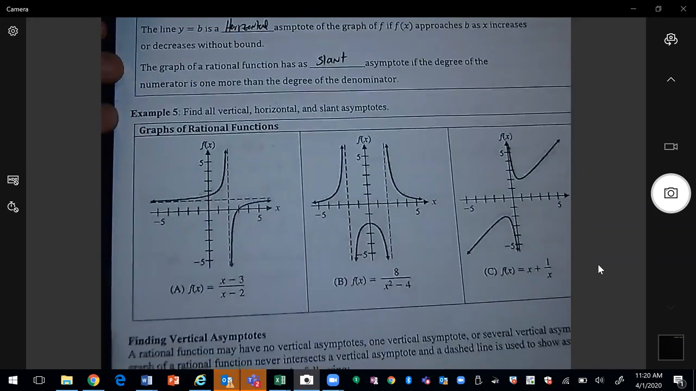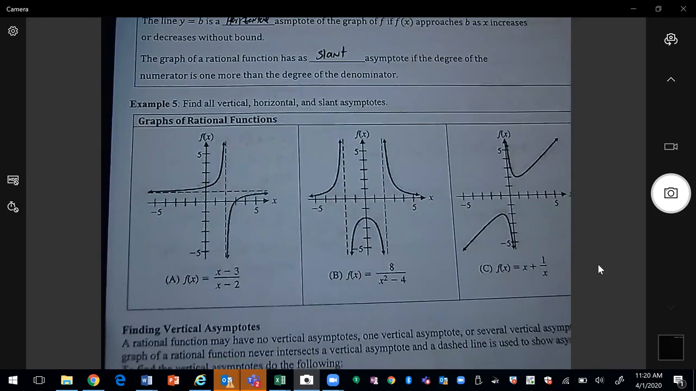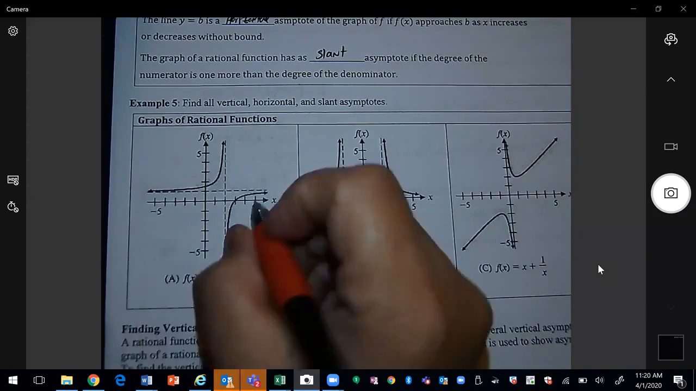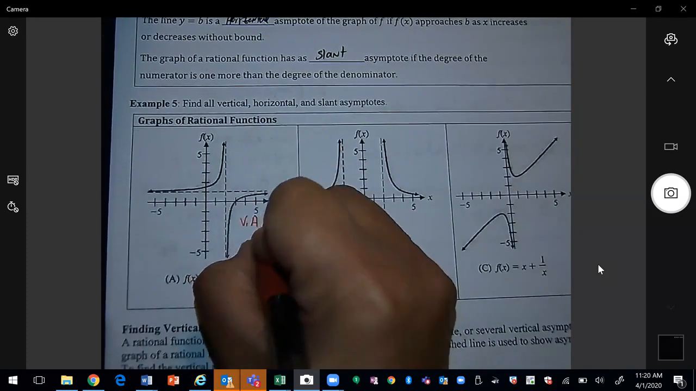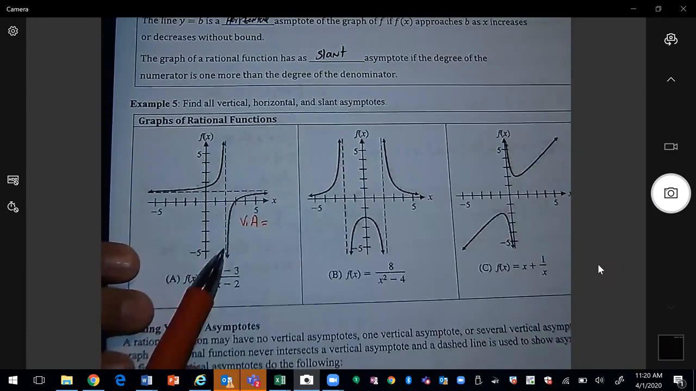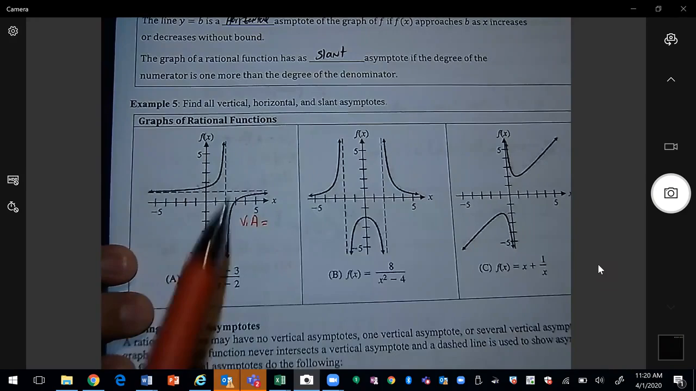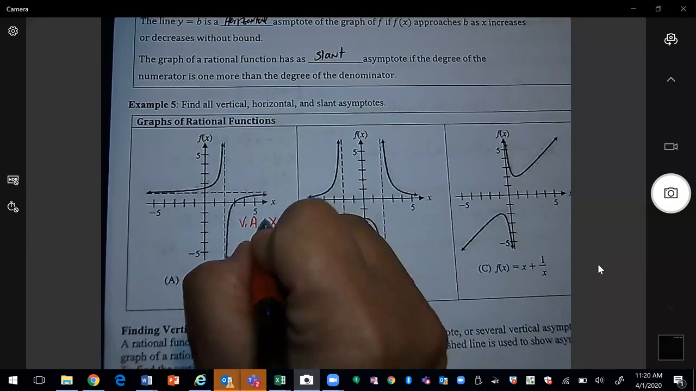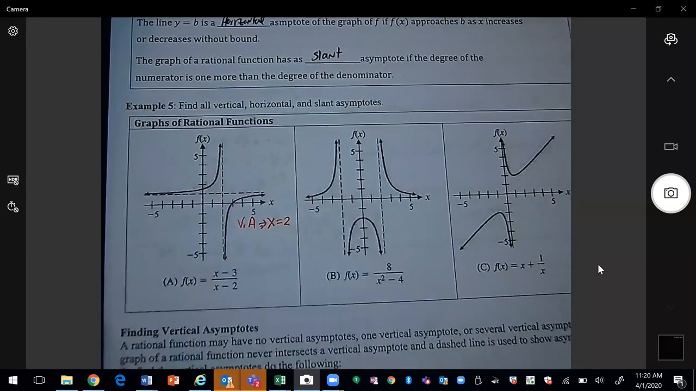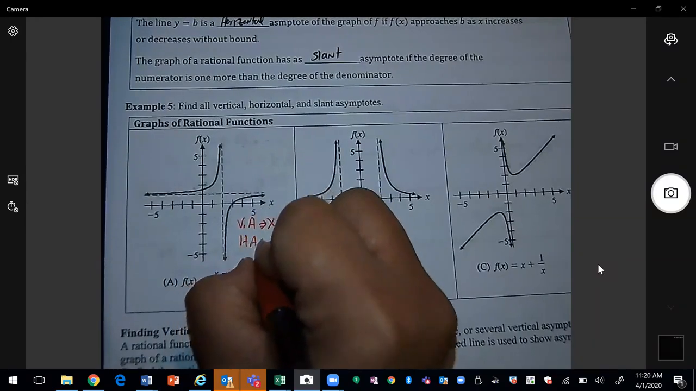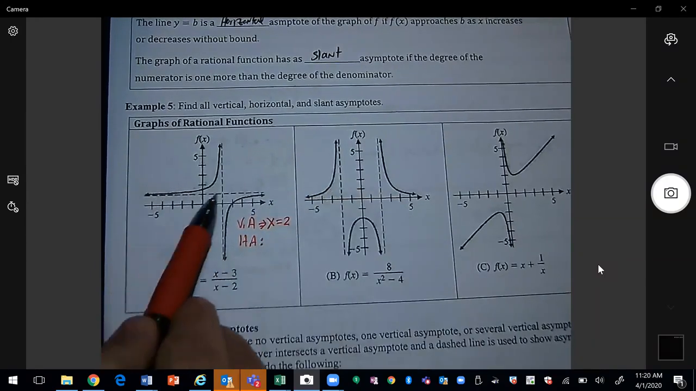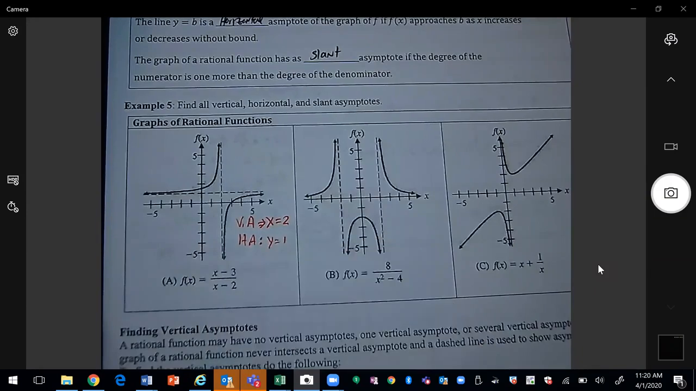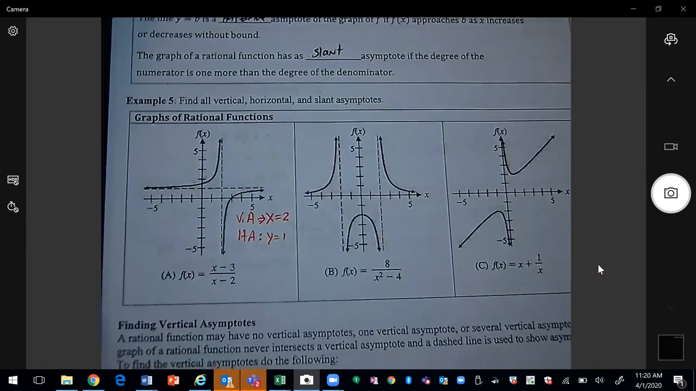So for example 5, it says find all the vertical and horizontal slants. And these asymptotes, you can see them with these dotted lines. So let's do the vertical ones first. Here I have a vertical line, and that is passing at x equals 2. So that would be my vertical asymptote. The horizontal asymptote is going to be this dotted line here, which passes at y equals 1.